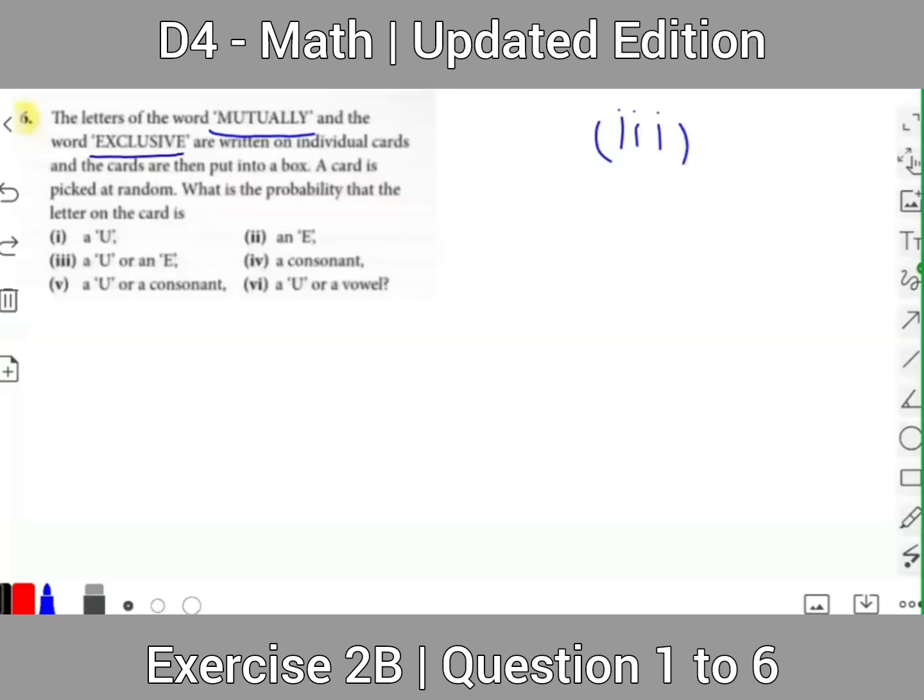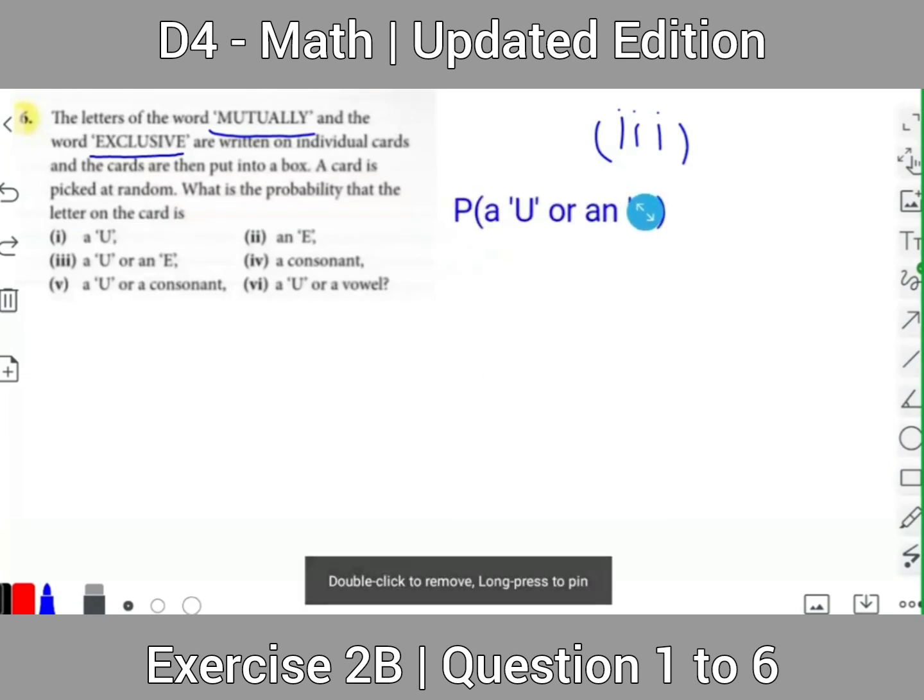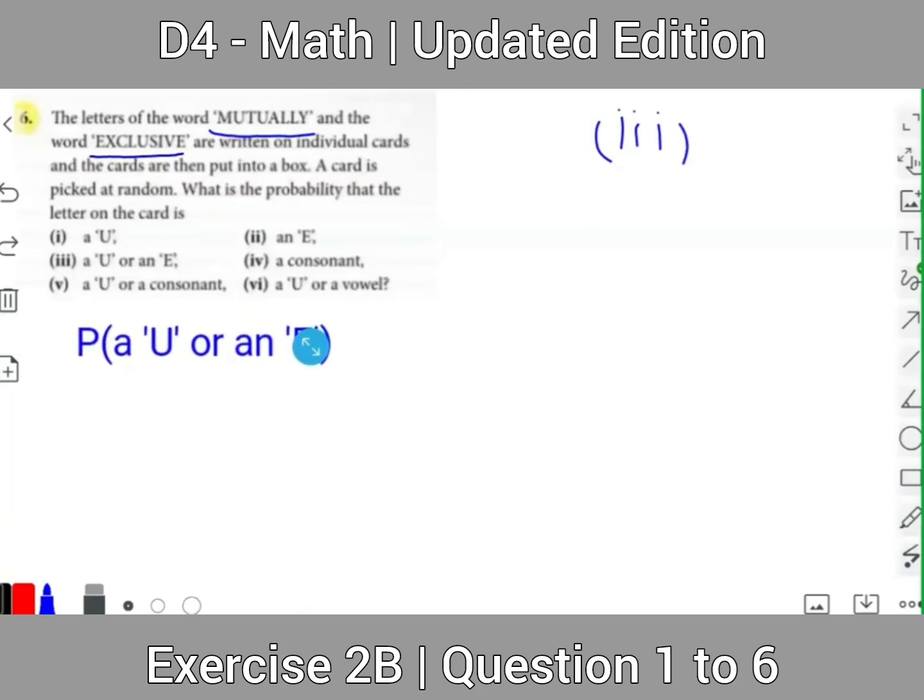Now in part 3, we have to find out the probability that the letter on the card is a U or an E. So for this, the probability of a U or an E will be equal to, since OR means union, and the events U and E are mutually exclusive, here we can apply the additive law of probability.